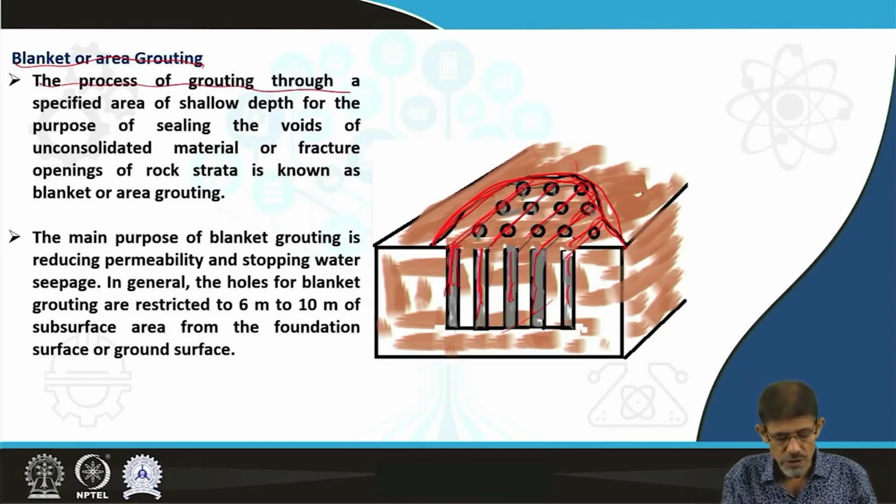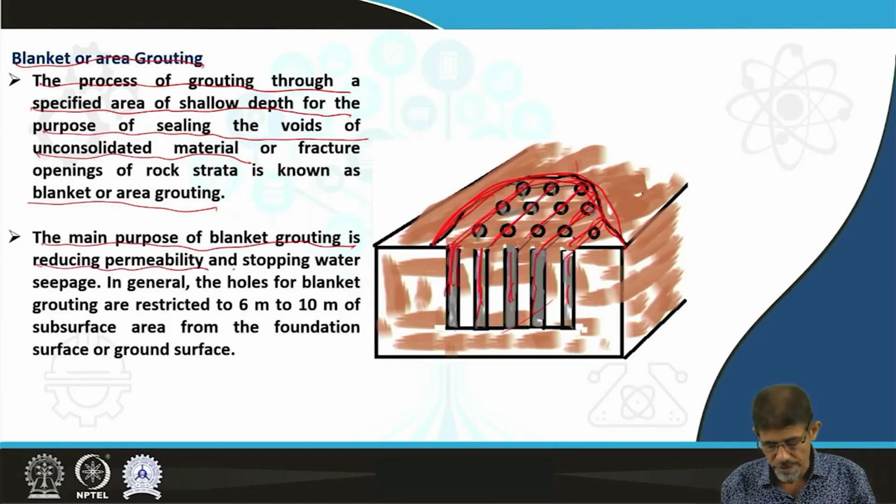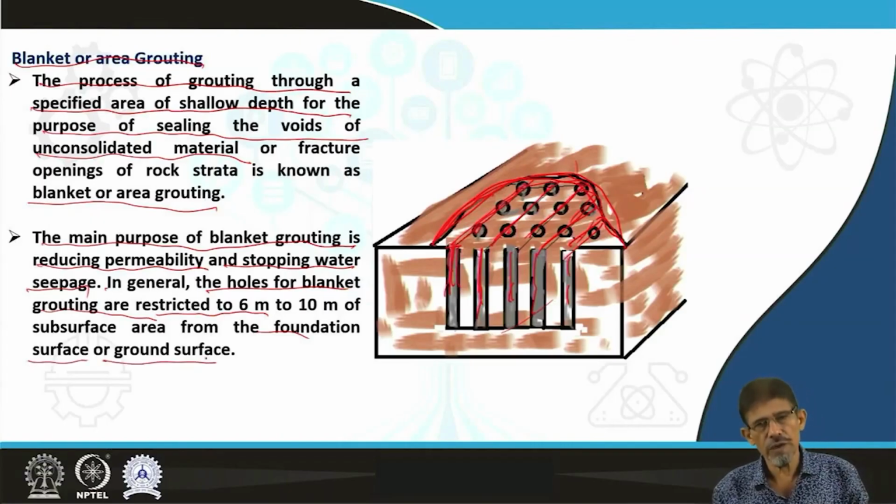The process of grouting through a specified area of shallow depth for the purpose of sealing the voids of unconsolidated material is recognized as blanket grouting or area grouting. The main purpose of blanket grouting is to reduce the permeability and stop water seepage. On the other hand, it indirectly enhances the strength of the rock strata. In general, the holes for blanket grouting are restricted to 6 meters to 10 meters of subsurface area from the foundation surface or ground surface.